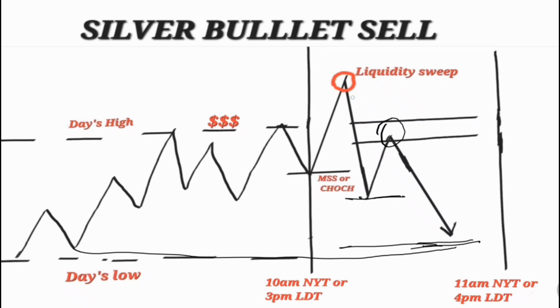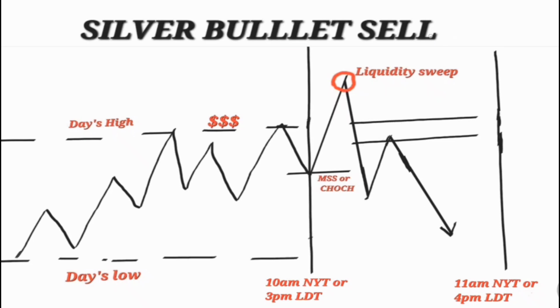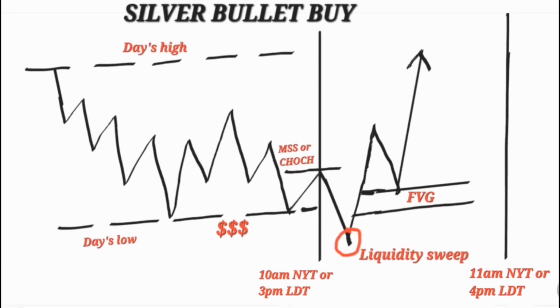But me, I like trading order blocks. I like trading supply zones and demand zones, so I would trade from a supply zone right here. That is where I would take my trade from. But this is just an explanation of the sell scenario of the silver bullet strategy. Now let us look for a buy scenario, just the opposite of the sell scenario.